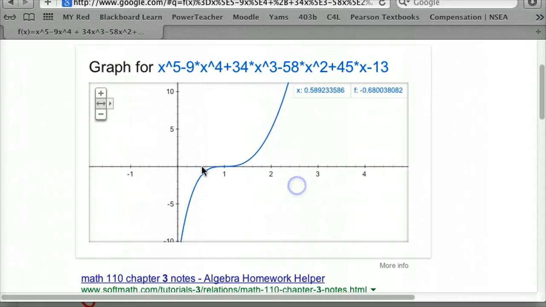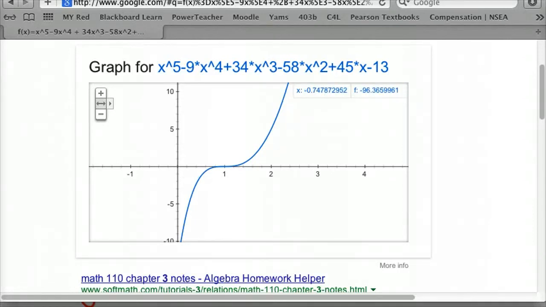And so it looks like the number 1 is our root. So 0 and 1. And notice how it kind of flattens out at 1 and then goes back up. That tells me that there are 3 roots there at 1. So it happens 3 times.